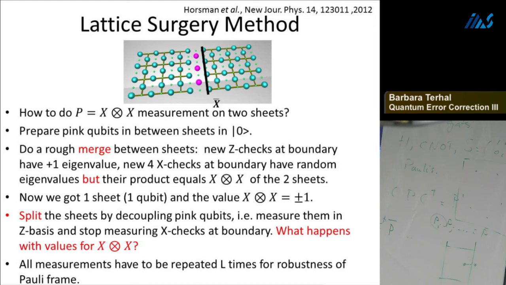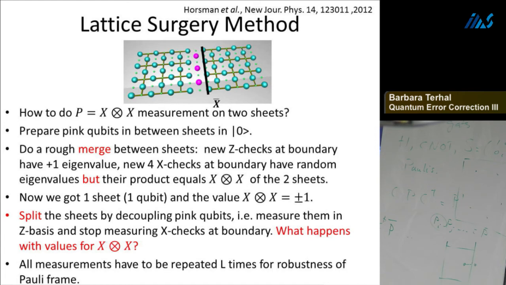X's. But now we've ended up with one big sheet, which is not so surprising, because we have kind of projected the two qubit state onto an eigenstate of the XX operator. But now we'd like to split the sheets again. So we need to do a further code deformation by which we decouple the pink qubits, because we basically reverse what we've done. We measure them in the Z basis and stop measuring the X checks at the boundary.